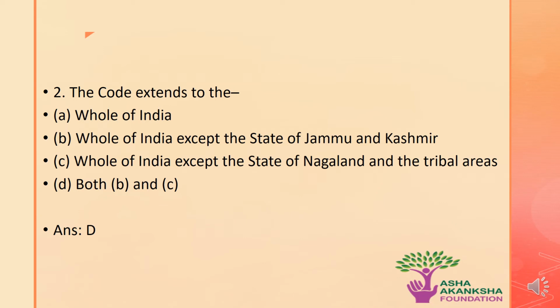The next question is, the code extends to which of the following? Options are A. Whole of India, B. Whole of India except the state Jammu and Kashmir, C. The whole of India except the state of Nagaland and the tribal areas, or D. Both B and C. The correct answer to this question is option D. That is, the code extends to the whole of India except the state of Jammu and Kashmir and except the state of Nagaland and the tribal areas.